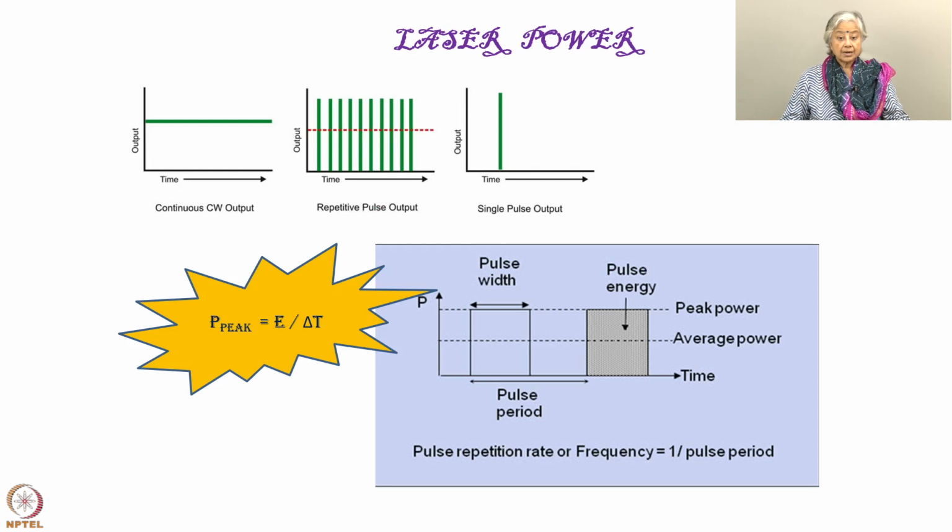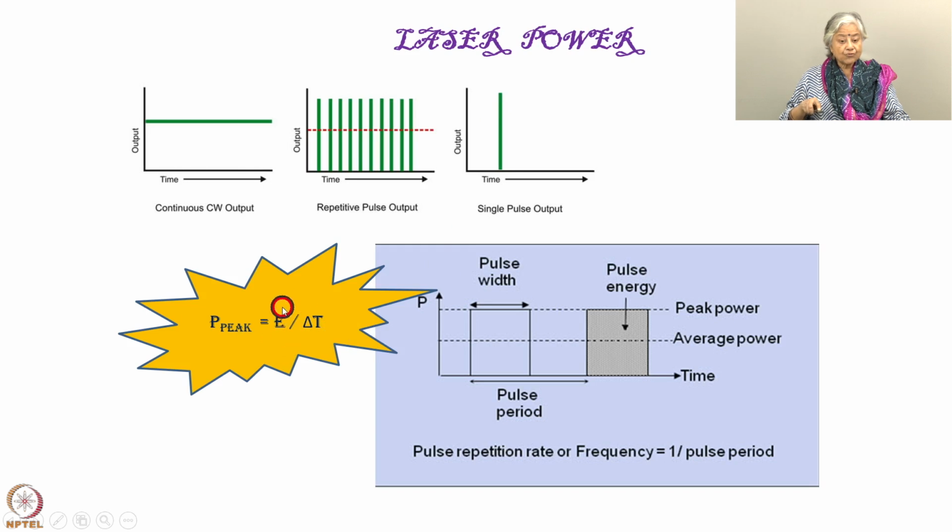Now, in the case of pulses, what are people bothered about? People are bothered about the average power here. Do you know what is the average power of the laser? And they are bothered about the peak power of the laser. That means, what is the power at this point? And peak power is described as energy divided by delta T.